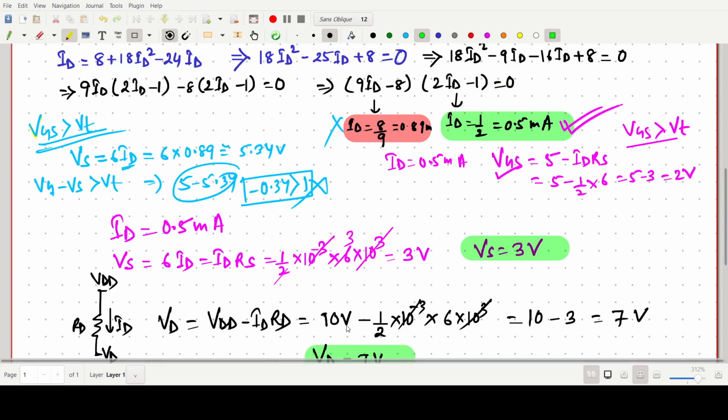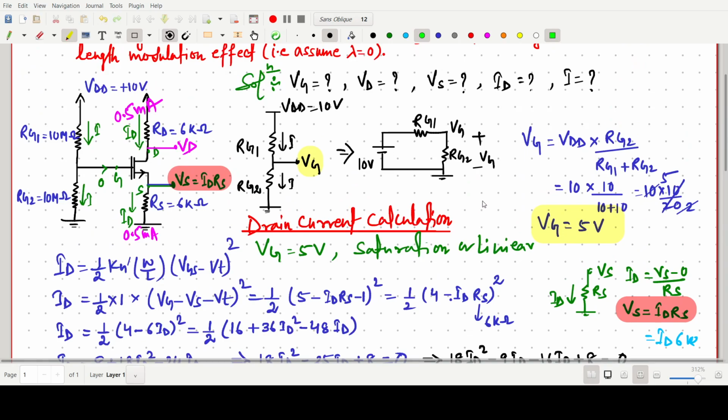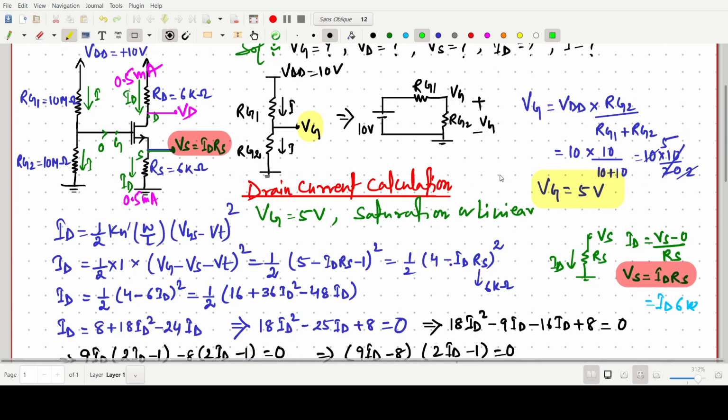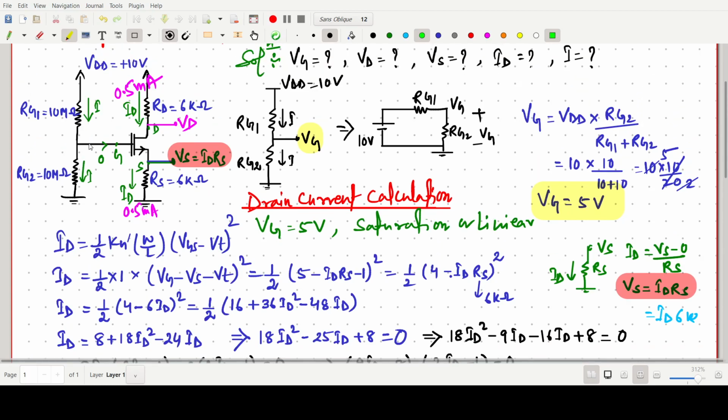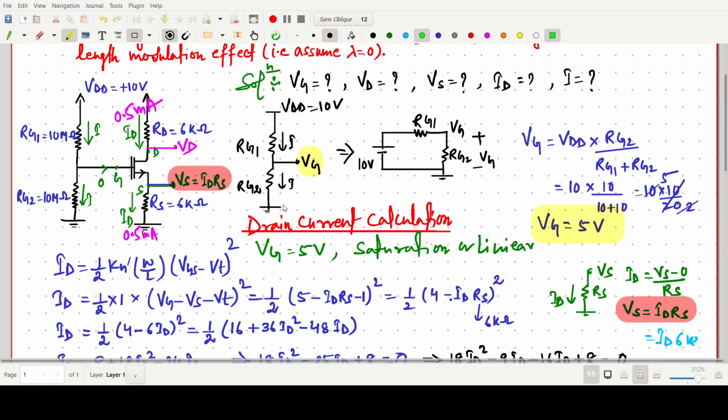Now we have found VD, VS, VG also, ID and I. Now we have to find this I current in this loop. For the I current calculation, we can directly go from this side. I am selecting a different color. I is also required.